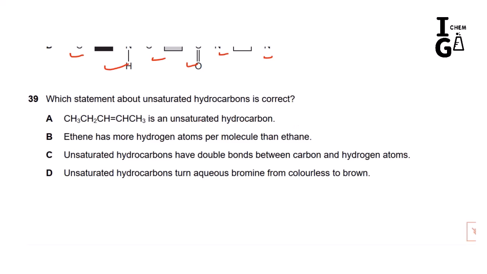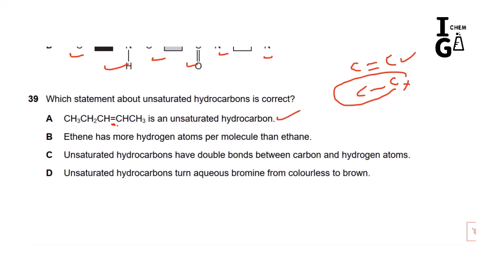Question 39: which statement about unsaturated hydrocarbons is correct? Unsaturated, you know guys, means we have a double bond between carbons. If it is a single C-C bond, it is saturated, so it's wrong. So we talk about a double bond. Look at the first one: we have a double bond here, so is it an unsaturated hydrocarbon? This statement is correct, actually.